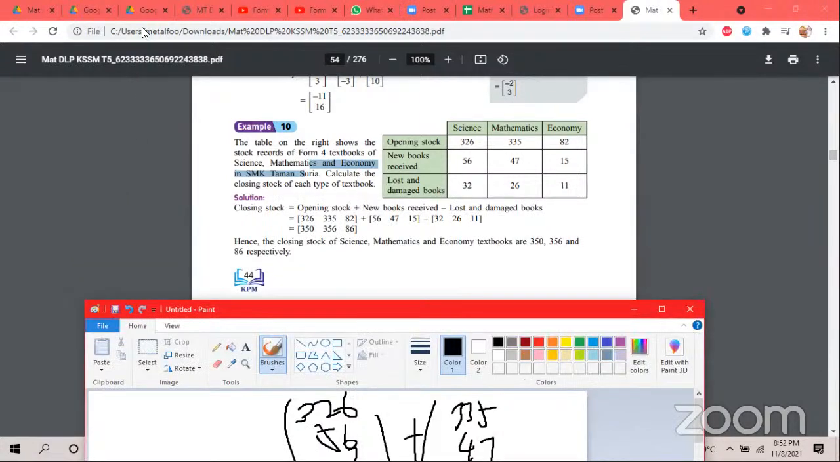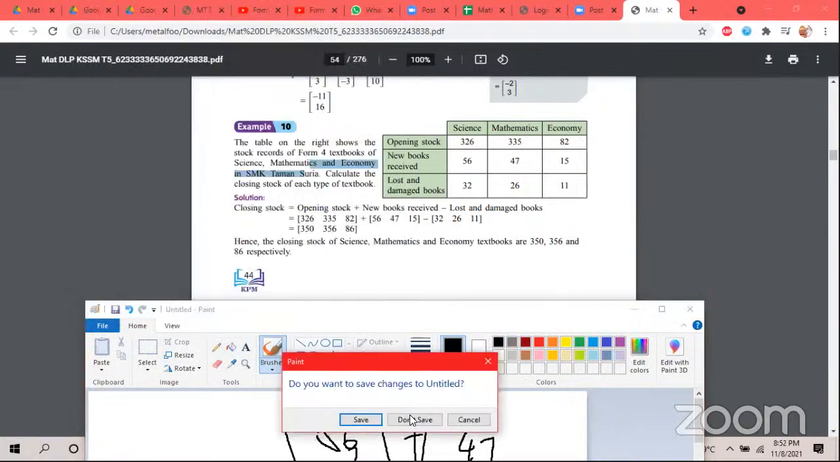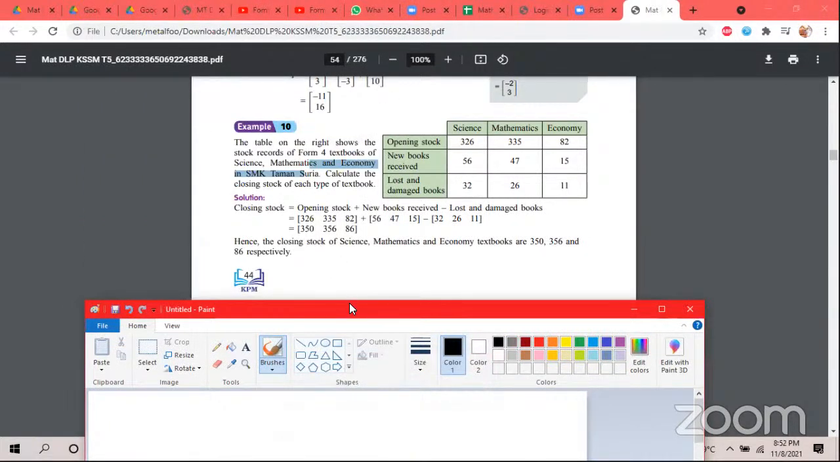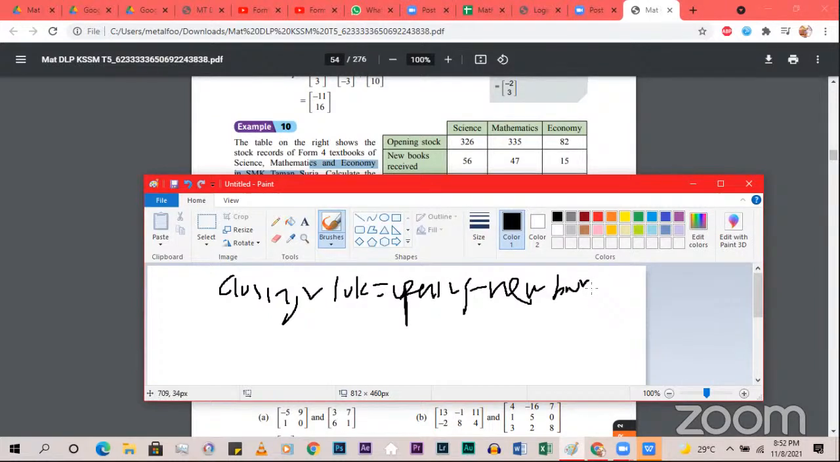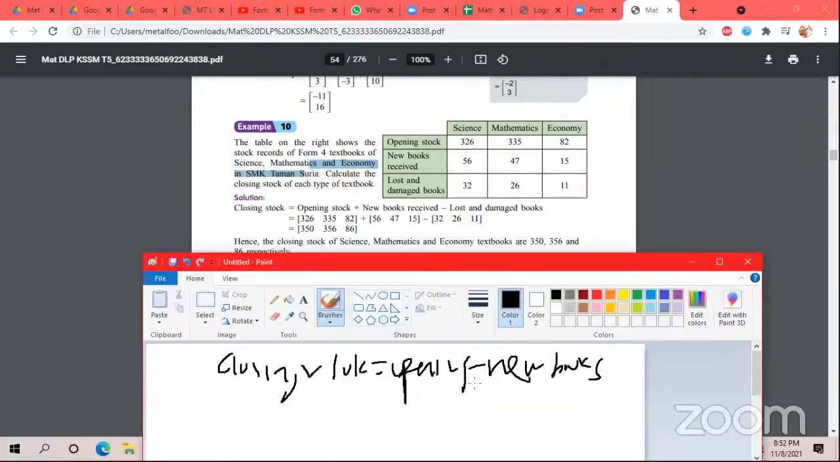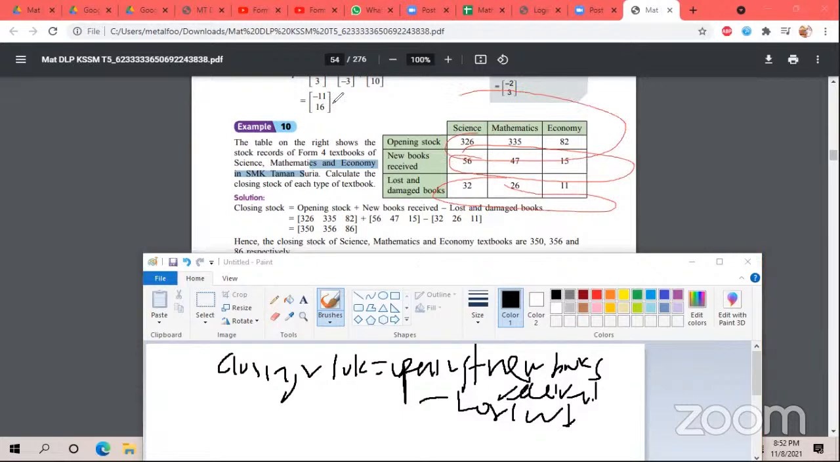Oh no, sorry, you should use the opening stocks. The closing stock. Yeah, closing stock equals opening minus new books received. No, it should be plus new books received. And then minus loss and damaged books. So it will be like this, right? It will be this one, and this one.